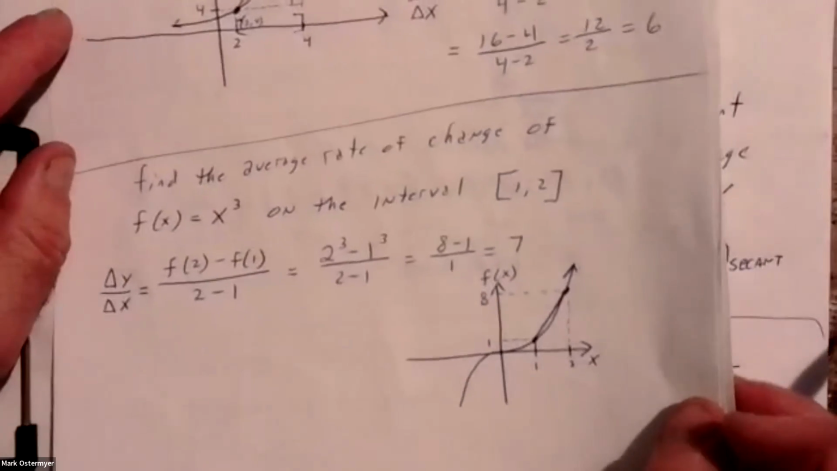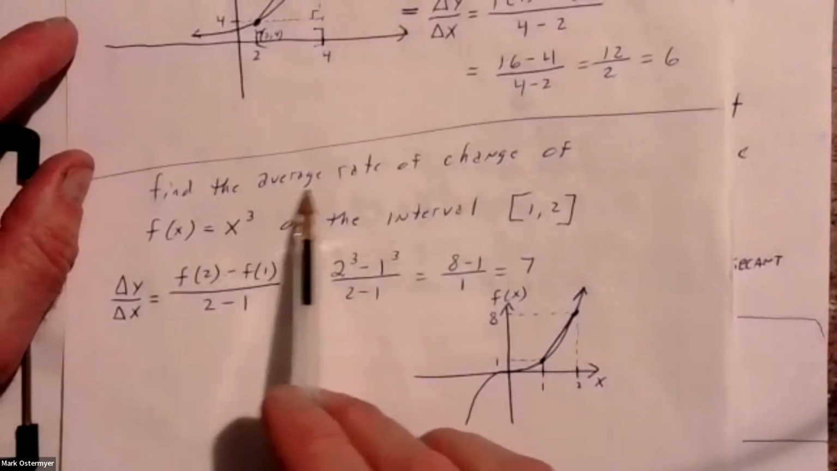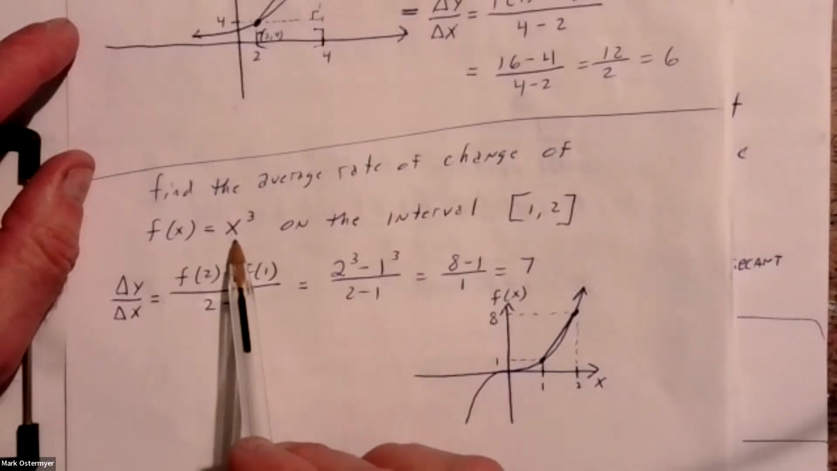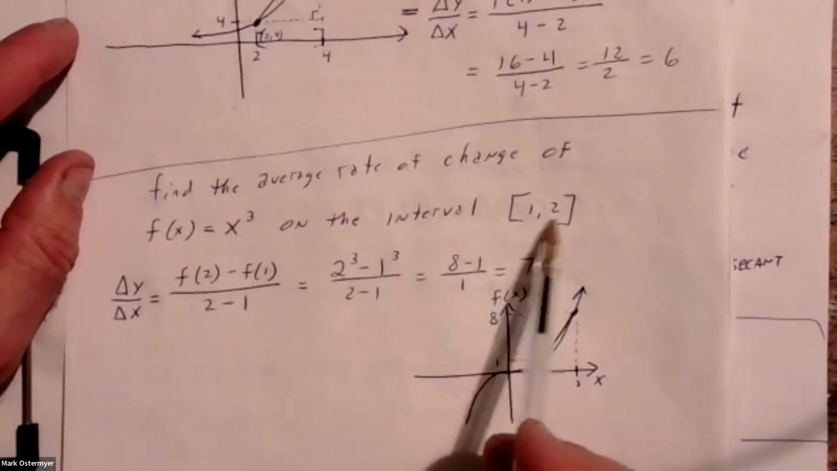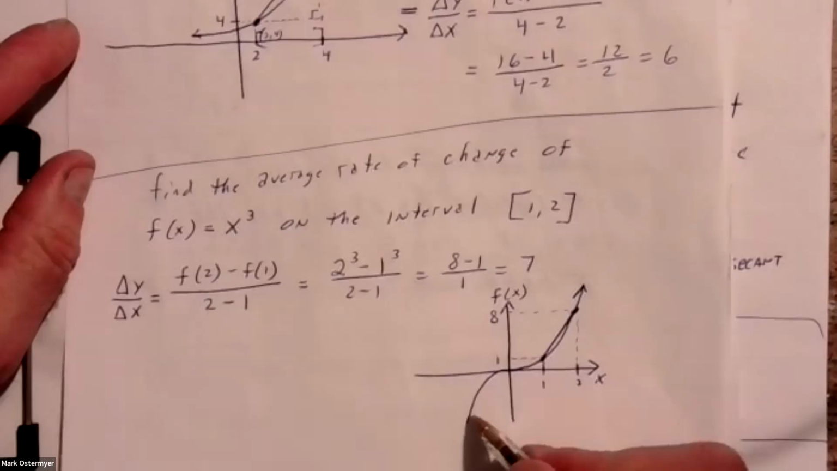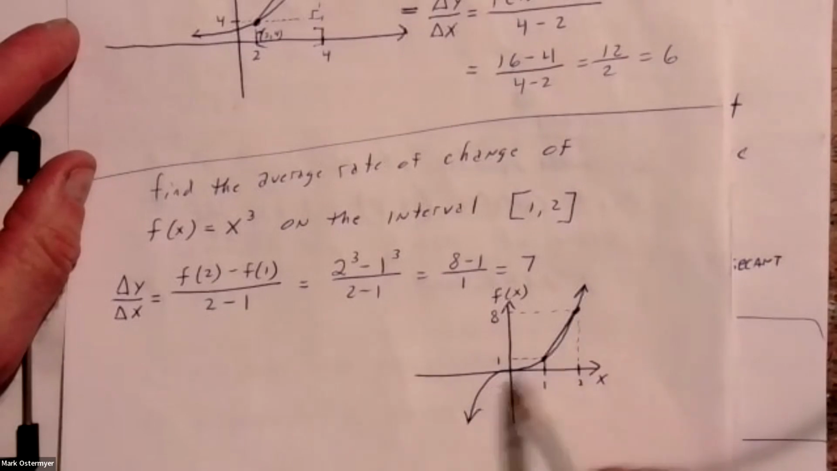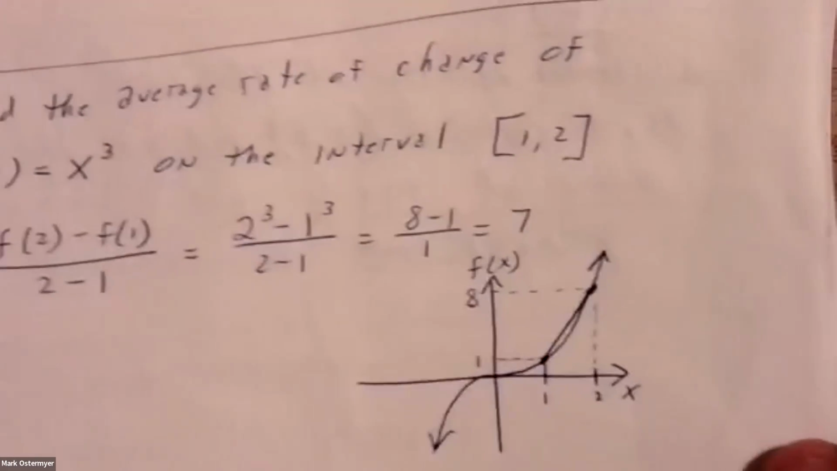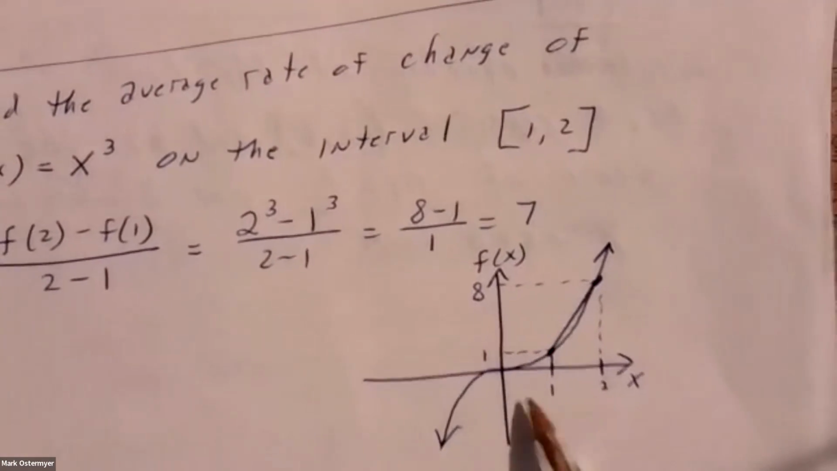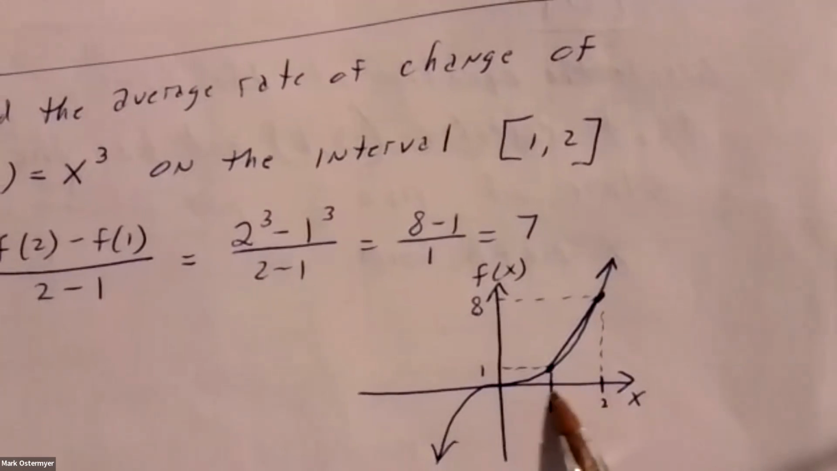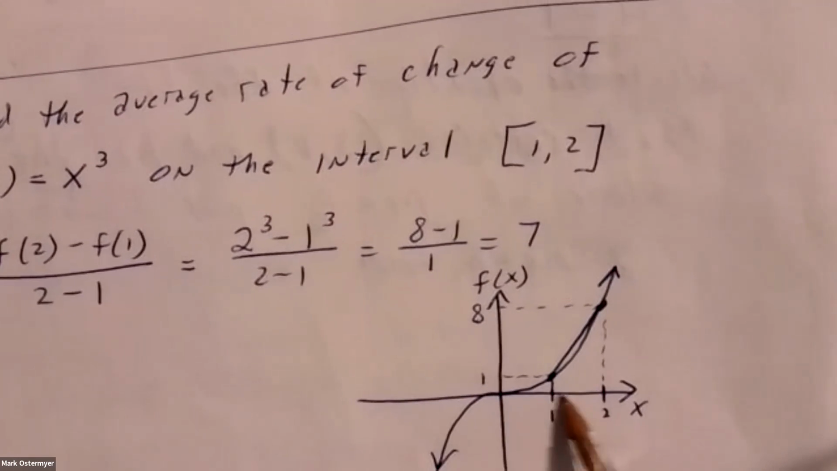Here's another problem. Suppose that we want to compute the average rate of change of this cubic function, f of x equals x cubed, on the interval from 1 to 2. Well, I took the time to actually graph this third degree function. It is a windy road type graph here. That would be its graph. And we're interested in the average rate of change of this function f of x on the interval from 1 to 2.